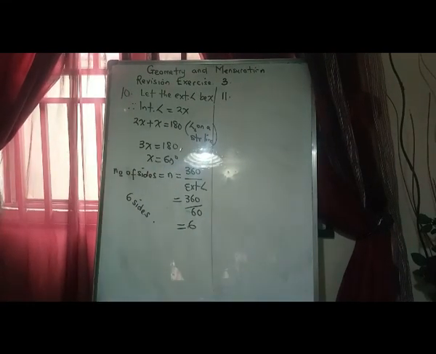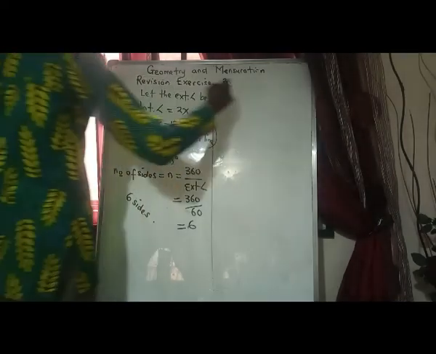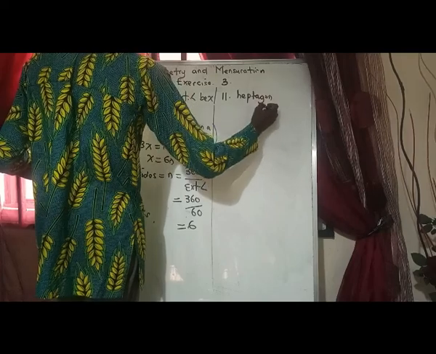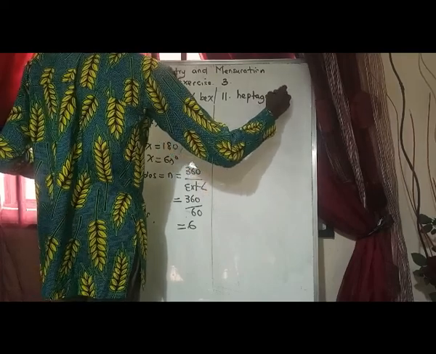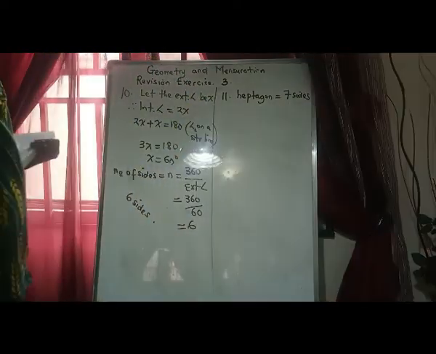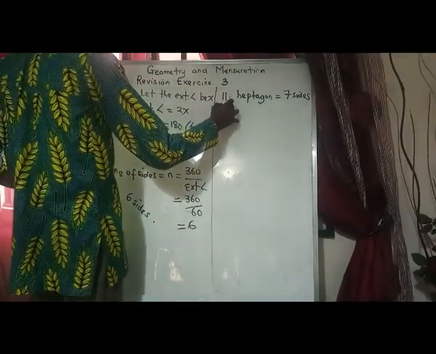A heptagon. Heptagon has what? Heptagon will have what? 7 sides. So a heptagon has 7 sides, and the angles are given as what?